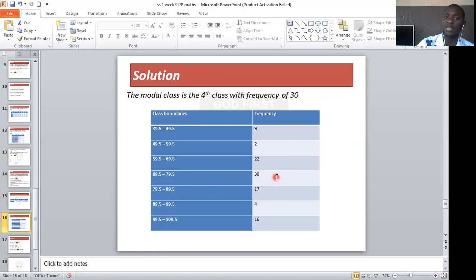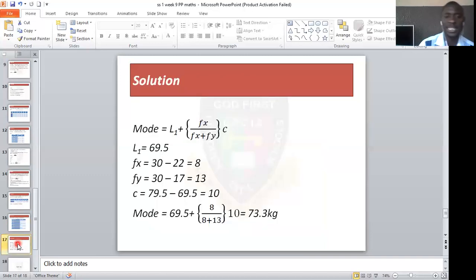Frequency of the modal class minus the frequency of the class before it, and the frequency of the class after it. And C is the difference between the interval. So C is 10, the class interval. L1 is 69.5.